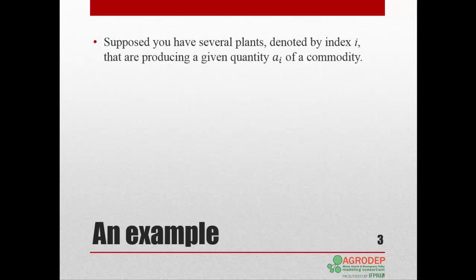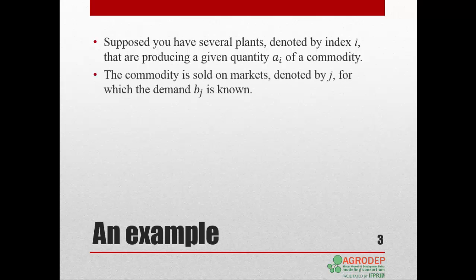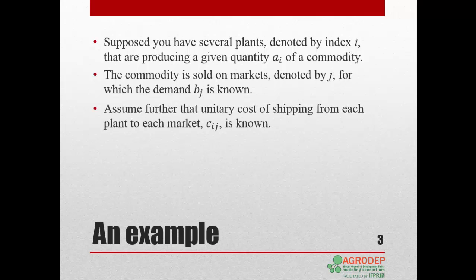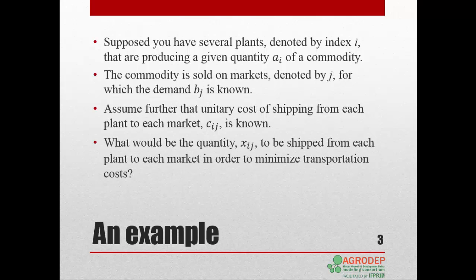In this example, there are several plants, denoted by index I, that are producing a given quantity AI of a commodity. This commodity is sold on different markets, denoted by J, for which the demand Bj is known. Let's assume also that the unitary cost of shipping from each plant to each market is known and denoted by Cij. We want to find the quantity to be shipped from each plant to each market, denoted by Xij, in order to minimize total transportation cost.